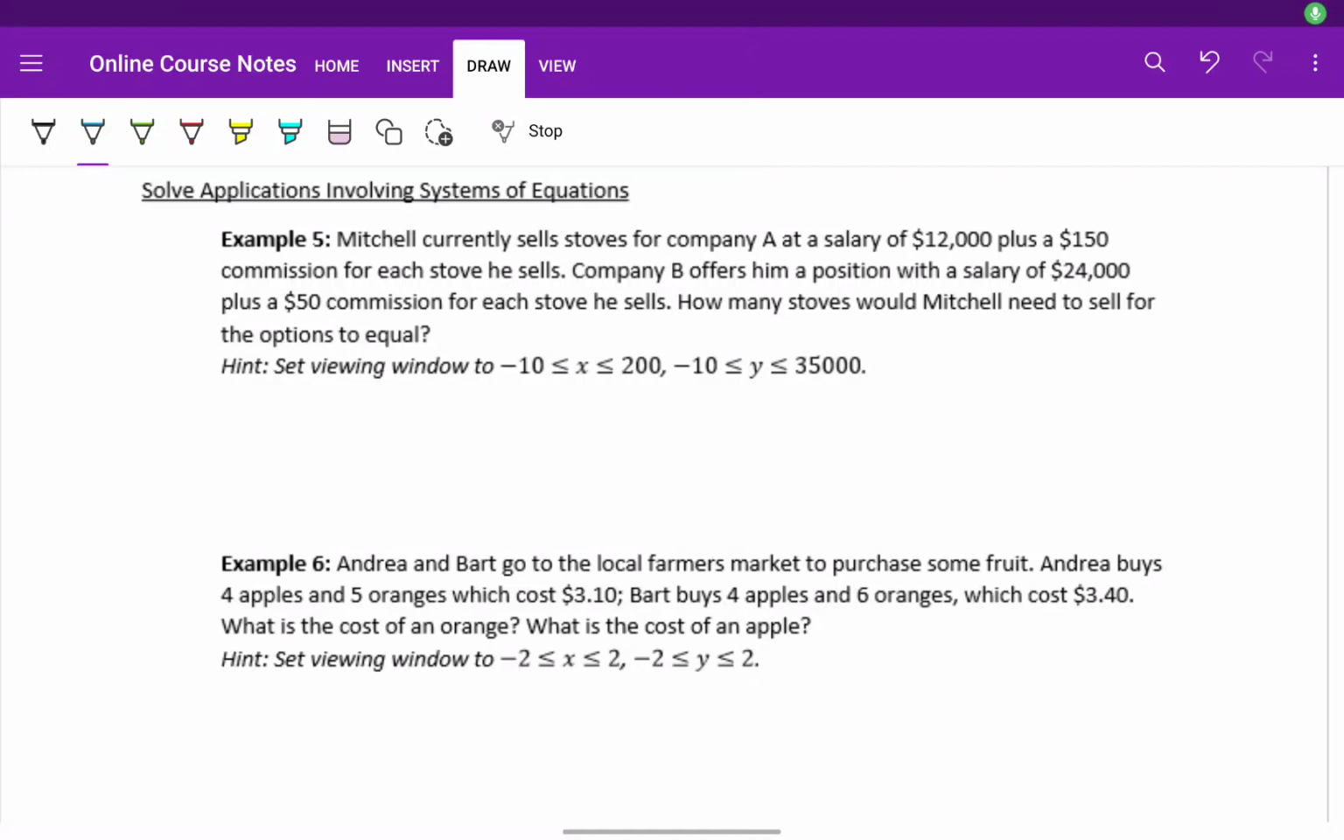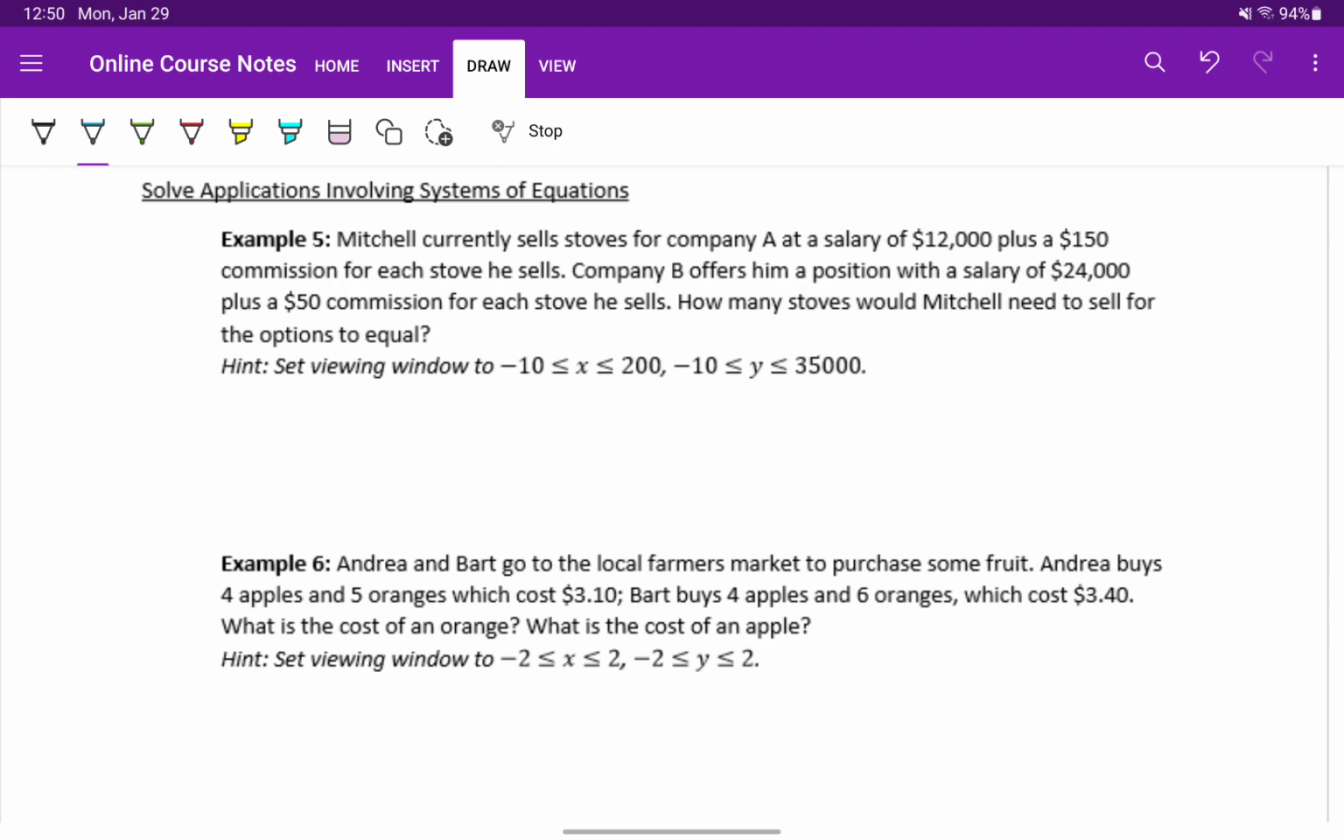In examples 5 and 6, we want to take this process for solving systems of equations and apply it to some applied problems. In example 5, Mitchell currently sells stoves for company A with a given salary and a particular commission per sale. And now another company is offering him a similar position with a higher salary but a lower commission. We want to determine how many stoves he would need to sell for these options to equal.